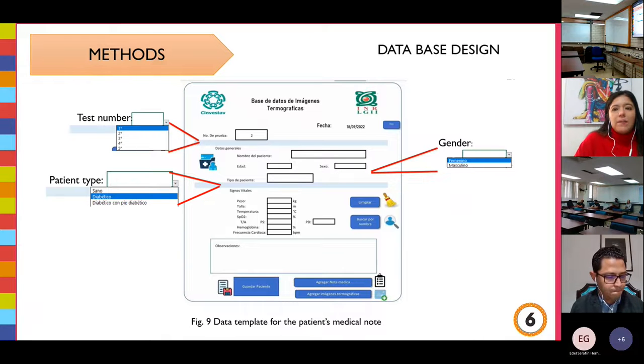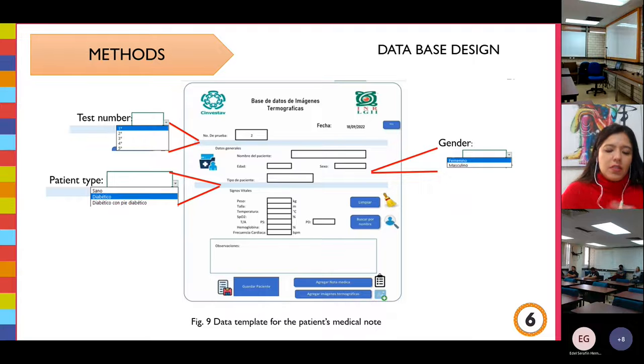Talking about the database design, in order to store each of the patient results, we designed a digital book with additional documents, such as a medical note written by the principal doctor, and it serves as a backup in case more data is required in the future.